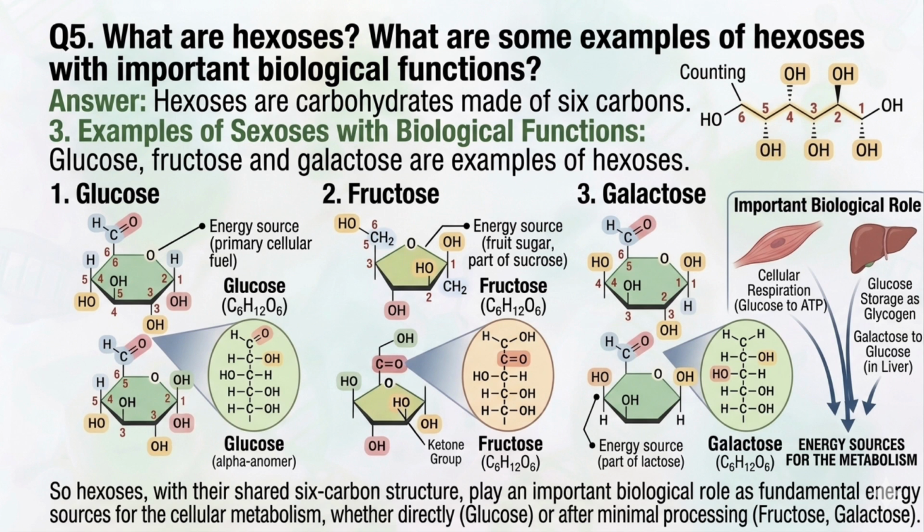Question number 5. What are hexoses? What are some examples of hexoses with important biological functions? Answer. Hexoses are carbohydrates made of 6 carbons. Glucose, fructose and galactose are examples of hexoses. Hexoses have an important biological role as energy sources for the metabolism.